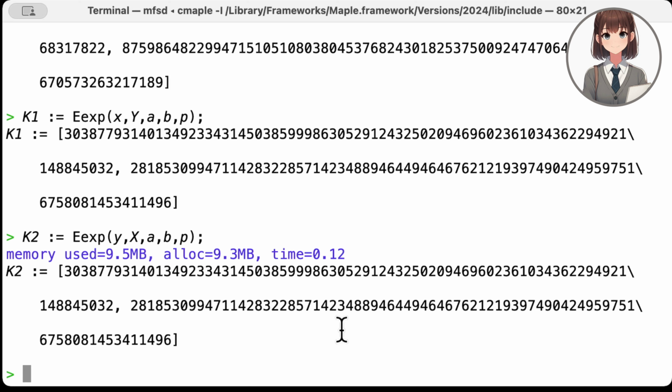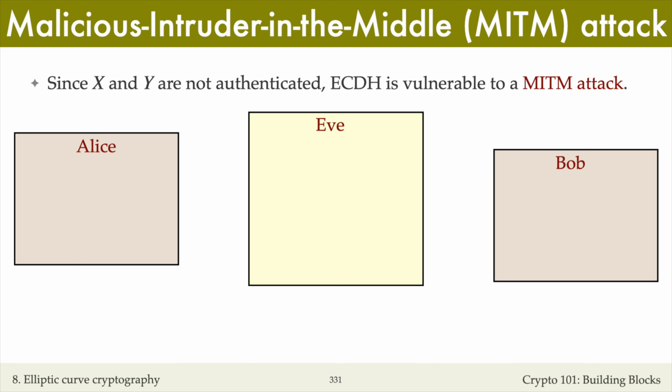Alice and Bob then derive the shared secret key little k from K1 and K2, using a key derivation function. This basic version of ECDH is unauthenticated because the points X and Y that Alice and Bob exchange are not authenticated. So when Alice receives Y from Bob, she doesn't have the assurance that Y was indeed sent by Bob. Y could have been sent by an entity impersonating Bob.